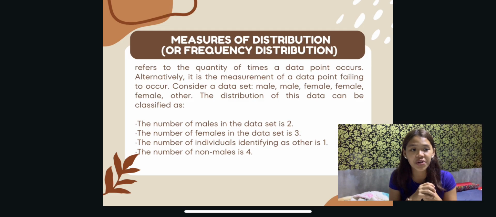So the last measure is measures of distribution or frequency distribution. This refers to the quantity of times a data point occurs. Alternatively, it is the measurement of a data point failing to occur.